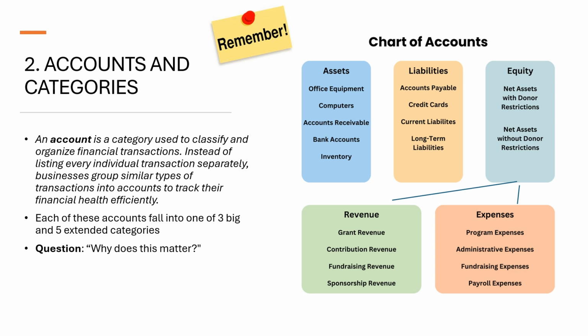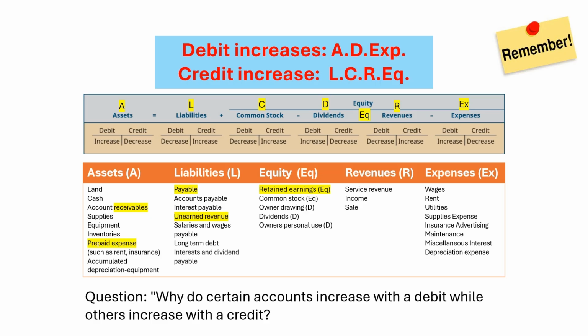All accounts fall into three main categories, which are then further divided into five extended categories. These are assets, liabilities, equity, and further categorized into revenue and expenses. Revenue and expenses belong to equity. On this page I summarized a very essential accounting rule that helps you remember which accounts increase on the debit side and which on the credit side. The whole page shows quite a lot of essential information that students need to remember.